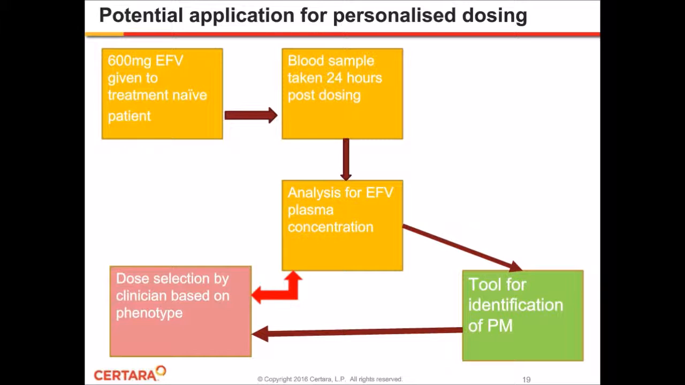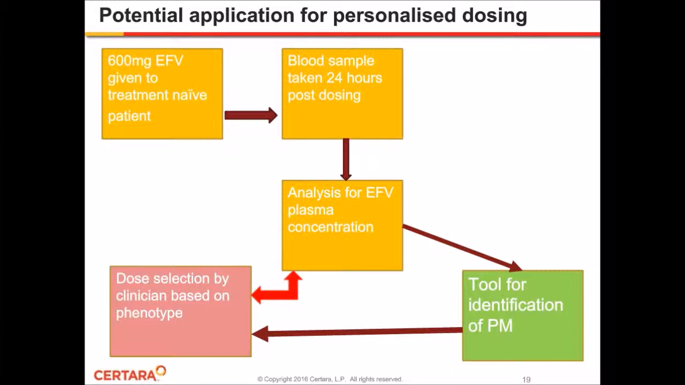So how do we propose the use of this particular tool in the clinic? Essentially, what we think is that a patient would go into the clinic and be prescribed the standard 600 milligrams of efavirenz. The clinician would then ask the patient to come over 24 hours later and draw a blood sample. This blood sample would then be analyzed for efavirenz. The plasma concentration would then be used in the tool that has the Bayesian model.